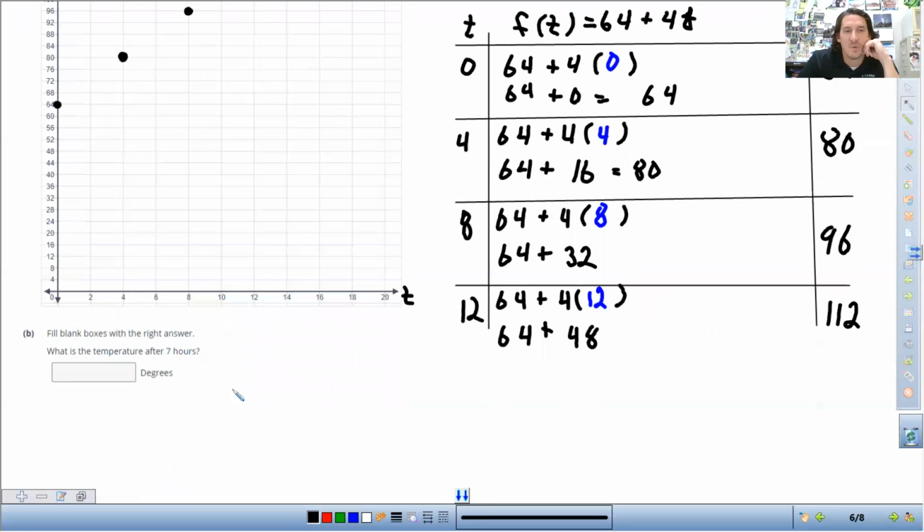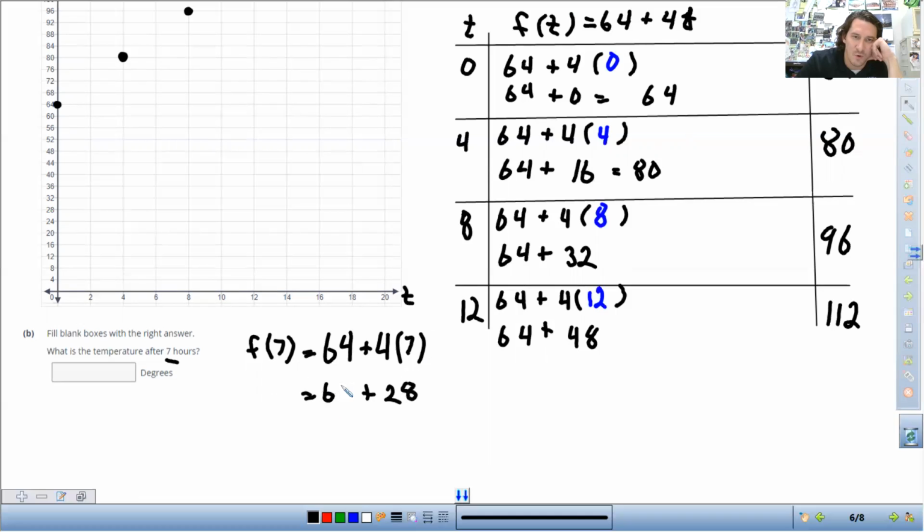And then the last part of it, what is the temperature after 7 hours? So this is going to be the input. So I'm actually going to write this using function notation. So f of 7 is going to be equal to 64 plus 4 times 7. So 4 times 7 is 28. So 64 plus 28 is 92. So after 7 hours, the temperature is 92 degrees.